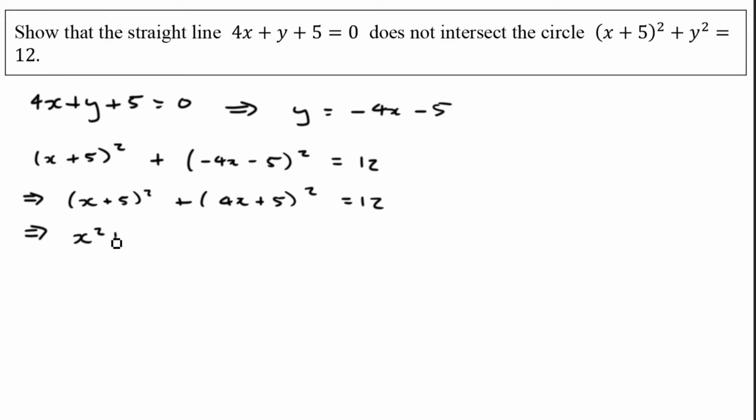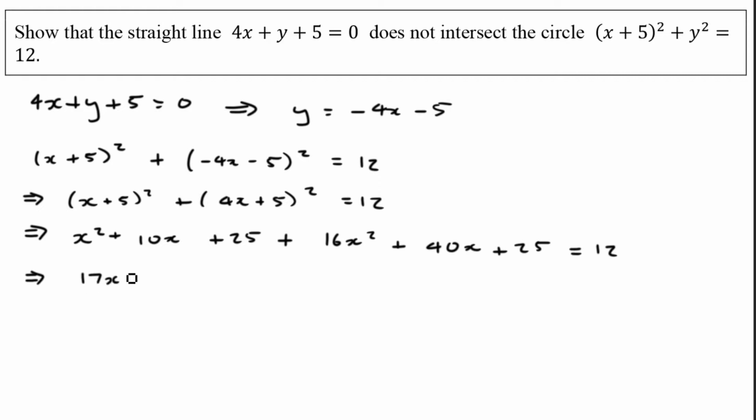We will have x squared plus 10x plus 25 for the first bracket. We will have 16x squared plus 40x plus 25 from the second bracket. All of that is equal to 12. Collecting terms together, we have 17x squared plus 50x plus 38 is equal to 0.